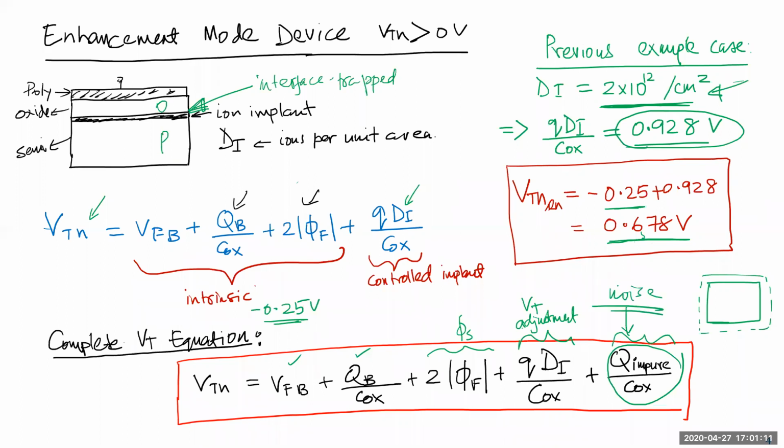Okay. All right. So those are all the terms for VTN. So if I write it again, let's see, maybe one by one, if you can direct me. Okay. What's the first term? Who can? V flat band. V flat band. Okay.